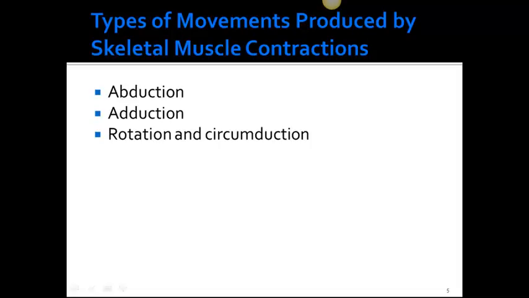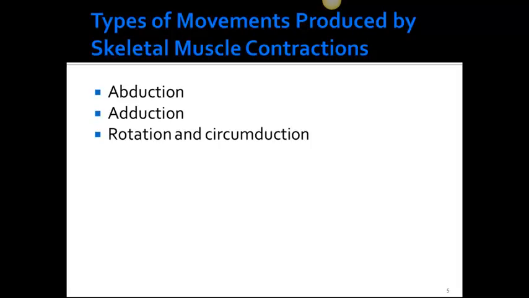So other types of movements we have abduction and adduction, rotation and circumduction. So abduction is movement of a part away from the midline of the body. So for example, raising your hand or raising your arm outward from the body. Adduction, with a D, is the movement of a part towards the midline of the body. So your arm is at the side of your body.